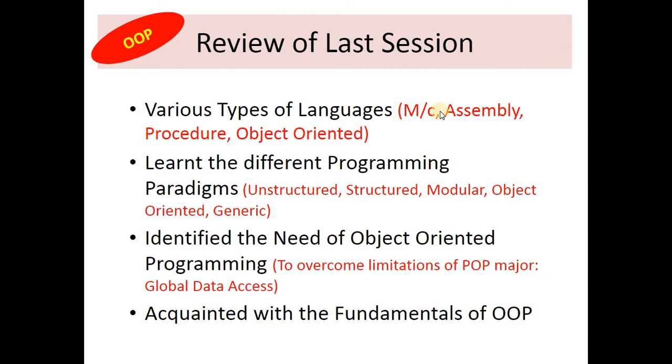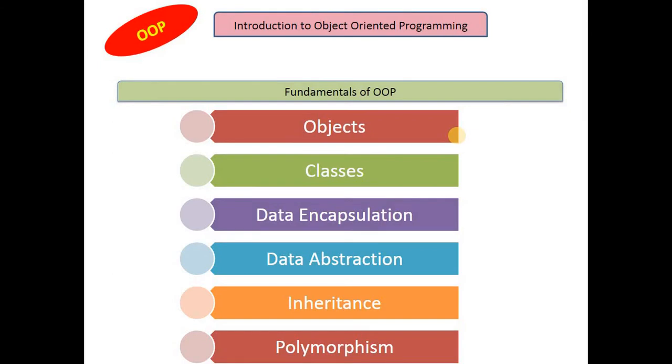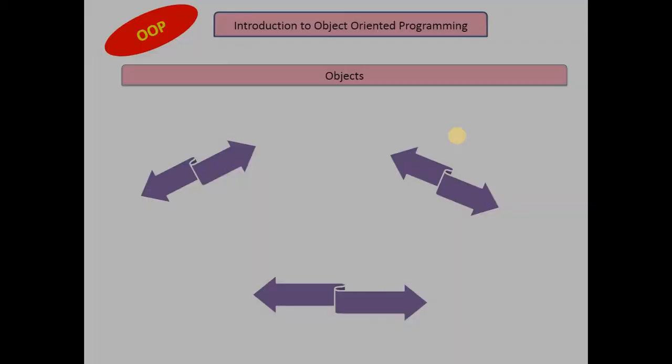Next, we are going to know about the details, that is, the fundamentals of object oriented programming. So, the outcome of this session: you will be able to be acquainted with the details of the fundamentals of OOP. There are 7 fundamentals of OOP, which go as objects, class, data encapsulation, data abstraction, inheritance and polymorphism.